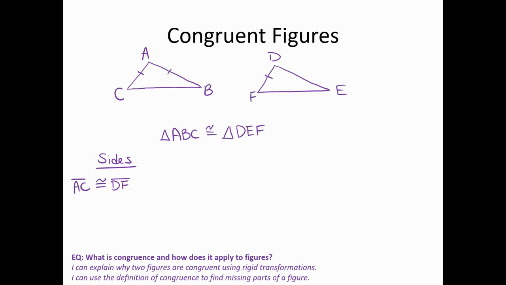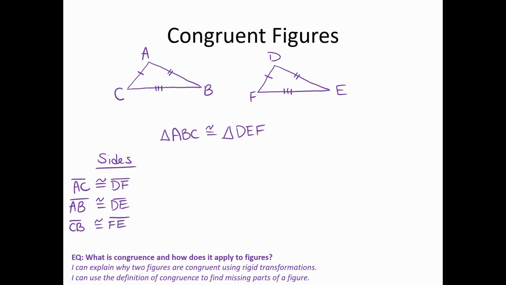And then I can say that for AB would have to match up with DE. So AB is congruent to DE. And then finally, my third side, you can name it either way. You could say BC or CB. I'm going to say CB because I like it better. So CB is congruent to FC, or FE, excuse me.